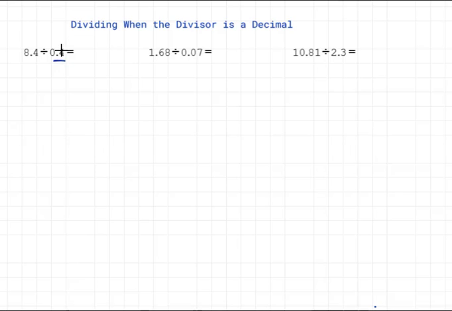So we're going to look at what place value 4/10 is in. Since it's in the tens place value, we're going to multiply by 10. And then we're also going to multiply 8 and 4/10 by 10. So we're going to end up with 84 divided by 4. I'm just going to set it up in the standard form of 84 divided by 4.